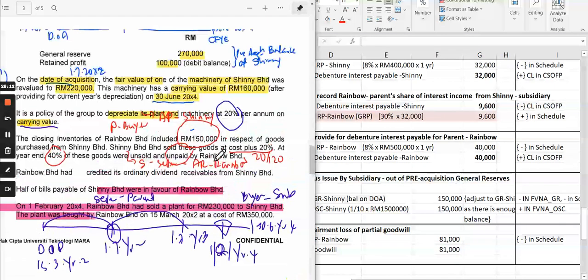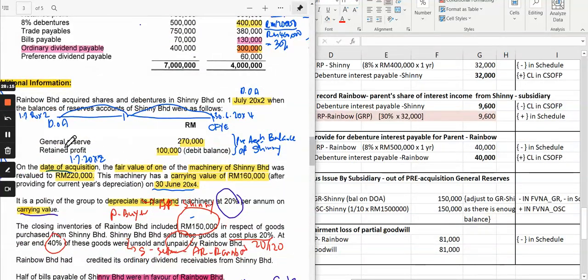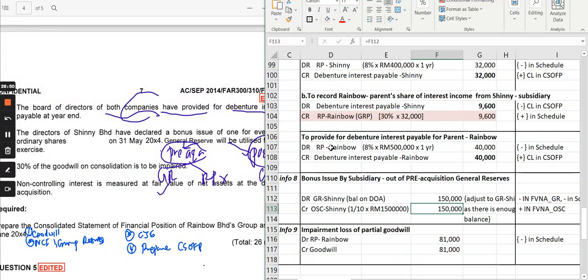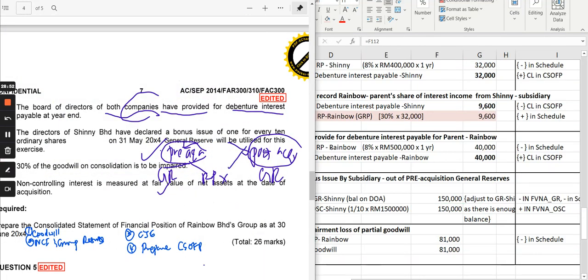If you look at the balances available on the date of acquisition, you have a balance which is 270,000. And if you calculate the bonus issue, it would be just 150,000. Look at the credit side here. So it means that the balance available in the general reserve of the subsidiary on the day of acquisition is more than enough to finance the bonus issue. Therefore, the bonus issue will be taken out of the pre-acquisition reserve of Shini. It is not out of post.